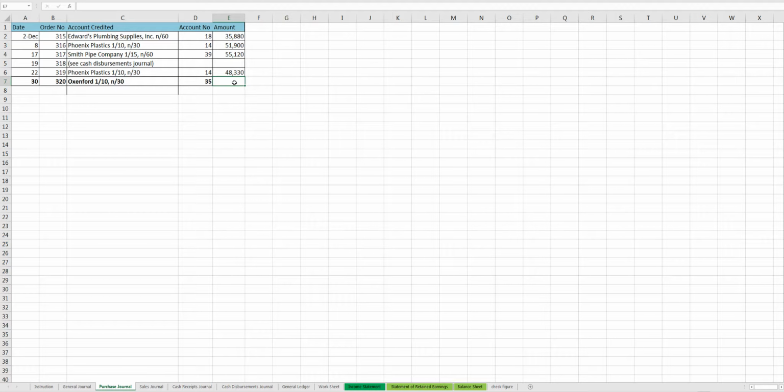$35 and the amount. By the way, this is the last purchase journal entry we have. So in total we have six purchase journal entries for December. So we can get a total number, right? We can get a total right here, and this number should equal the check number provided. Okay, so this is okay now.